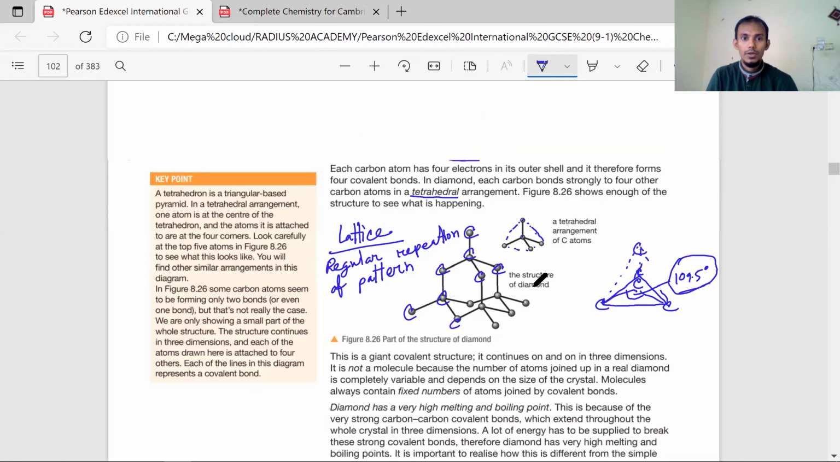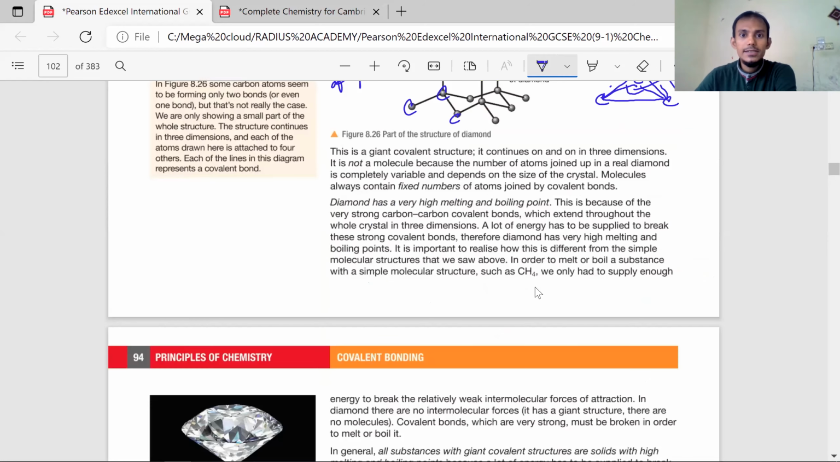Yes, sir. এরপর যাই, this is a giant covalent structure. It continues on and on in 3 dimensions. It is not a molecule, because the number of atoms joined up in real diamond is completely variable and depends on the size of the crystal. Dekho, H2O is a molecule.